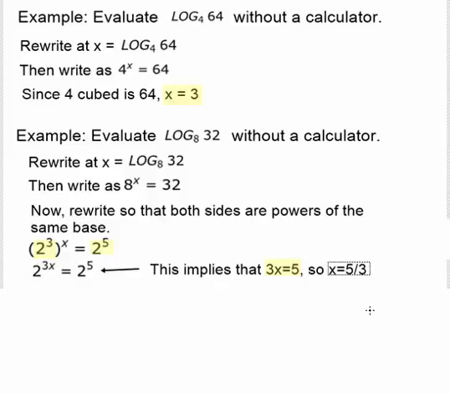And we can even check this result. Using the exponential form, we let x equal 5/3. 8 to the 5/3 is the cube root of 8, then to the 5th power, which means we have 2 to the 5th, and that equals 32. So it all checks out.